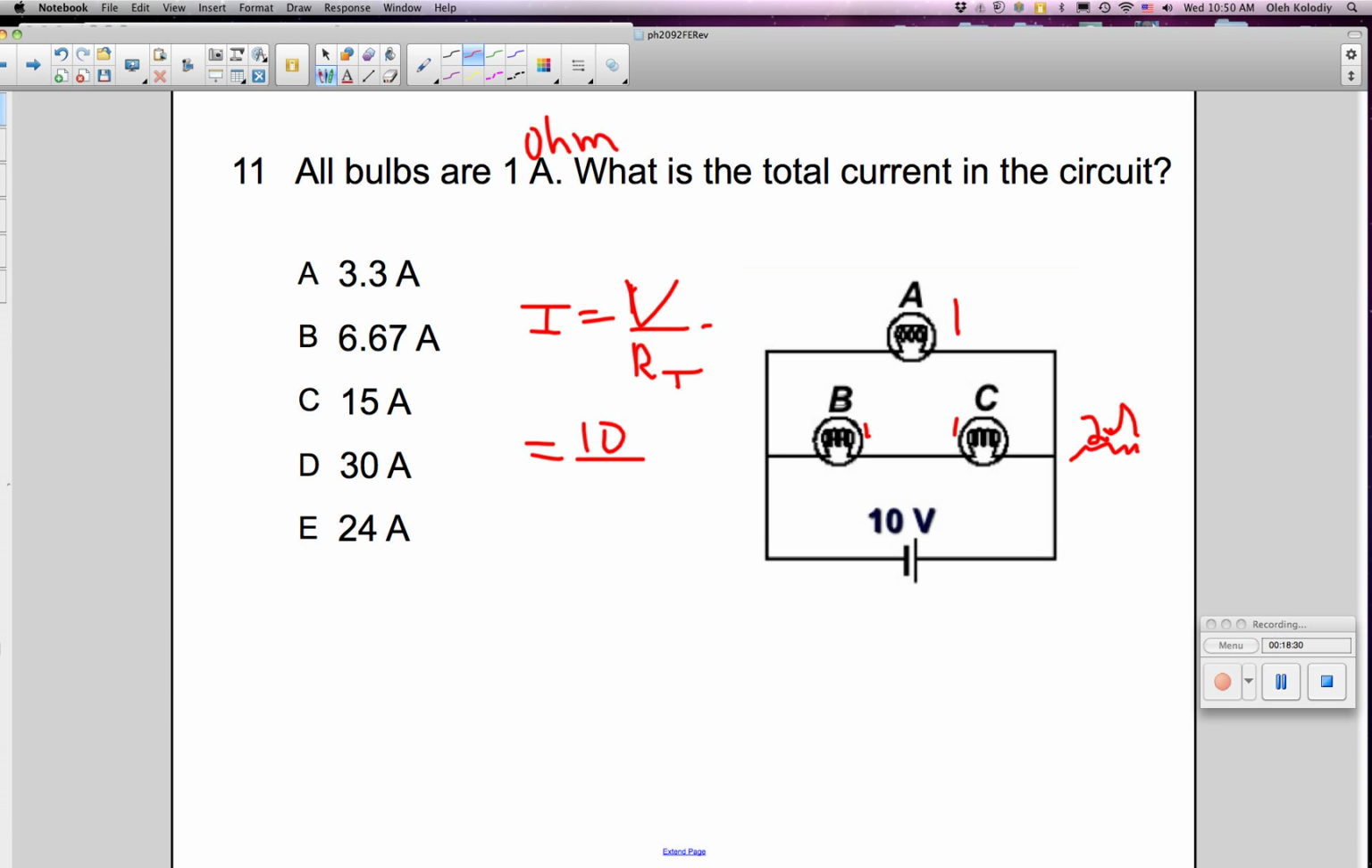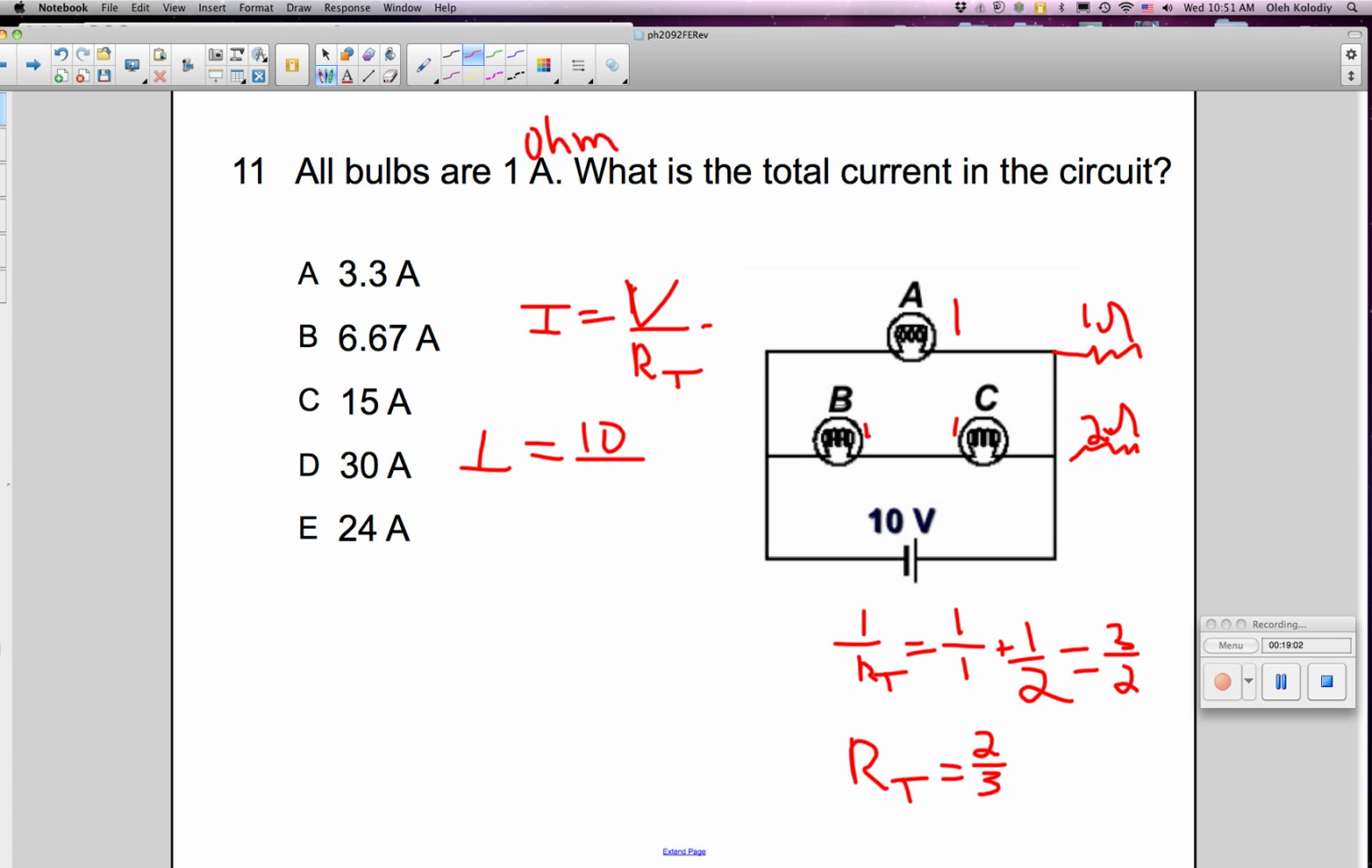So these two are in parallel, so 1 over R total is going to equal 1 over 1 plus 1 over 2, or 3/2. And therefore our total will be the inverse of that, 2/3. So now we can calculate what the total current is by putting in for the total resistance 2/3 ohm. So this is going to equal 10 times 3/2, or 30 divided by 2, which is 15 amps.